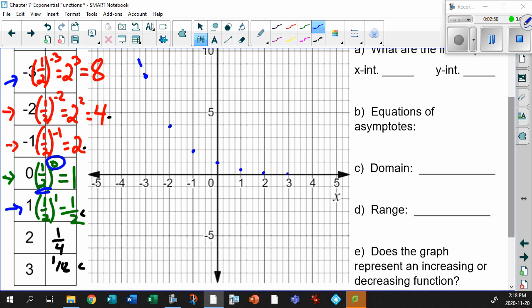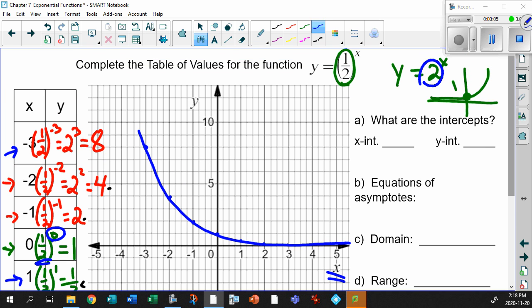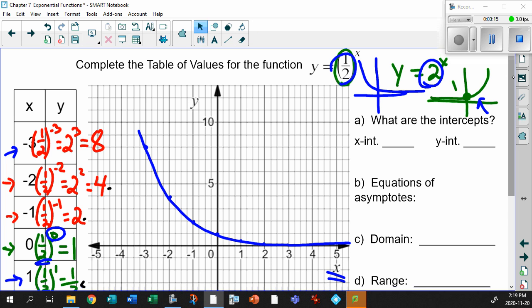So look at your nice, beautiful curve. It's coming in this way, and it still hugs the x-axis. Isn't that wild? Just by changing this guy here from 2 to a half gives you a mirror image of what you had right here. Oh, that is so incredibly cool.